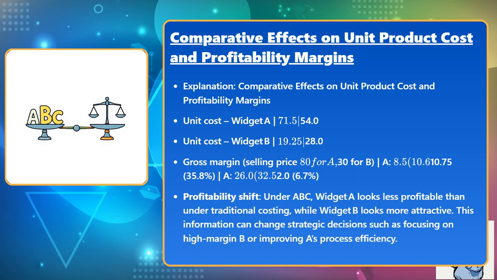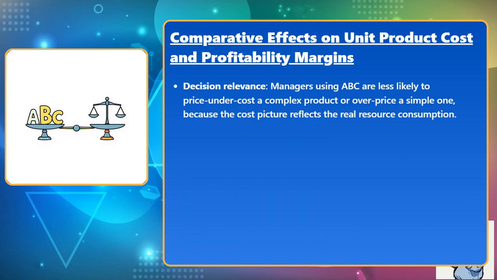Under ABC, widget A looks less profitable than under traditional costing, while widget B looks more attractive. This information can change strategic decisions such as focusing on high-margin B or improving A's process efficiency. Decision relevance: managers using ABC are less likely to price under cost a complex product or overprice a simple one because the cost picture reflects the real resource consumption.